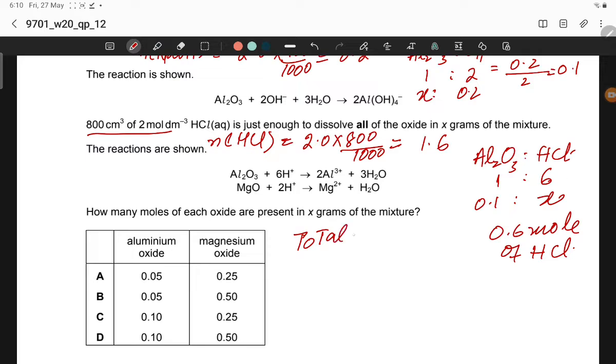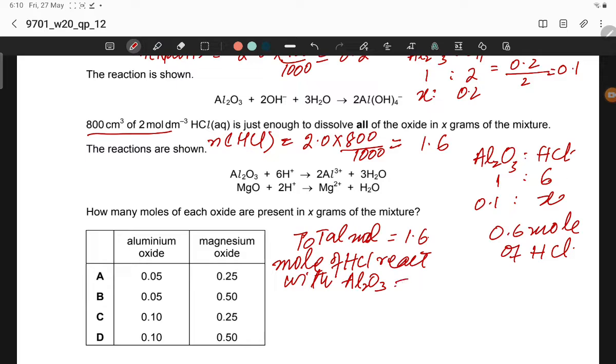Total mole is equal to 1.6 moles of HCl. React with aluminum oxide is 0.6. Leftover mole is equal to 1.6 minus 0.6. This is equal to 1 mole.